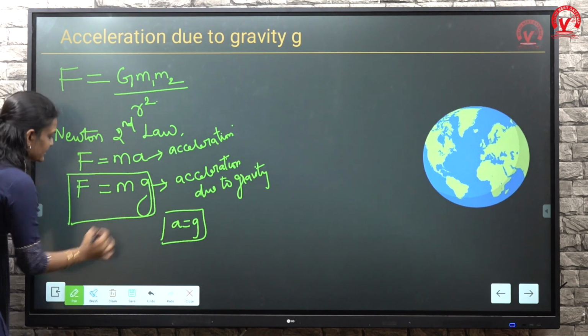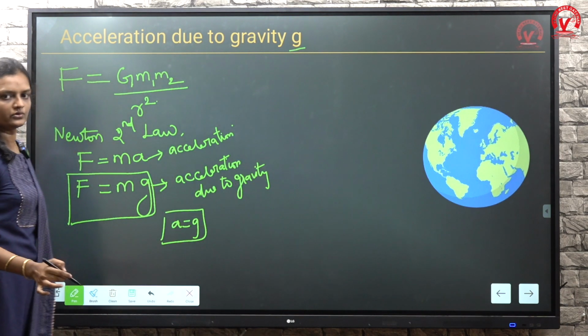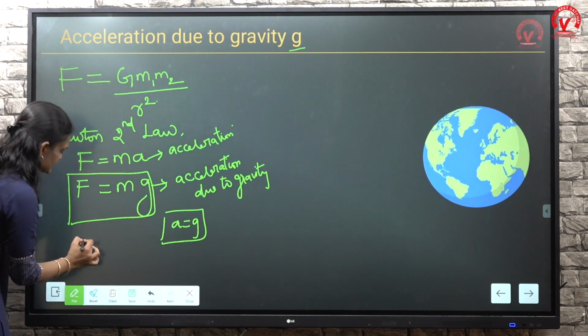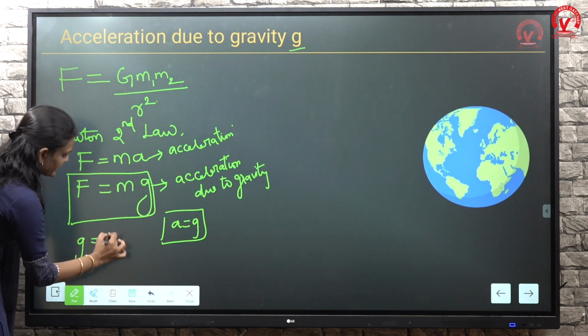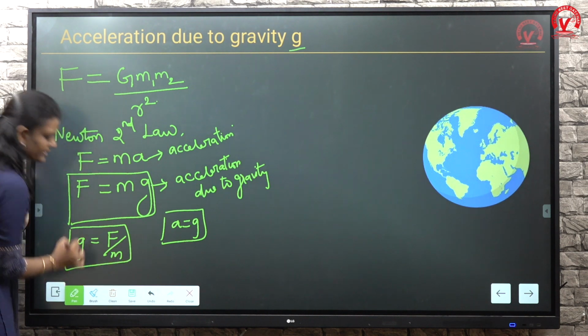Now from this we can calculate what g is. Our aim is to calculate the value of g, the acceleration due to gravity. So g is equal to F by m, F divided by m.